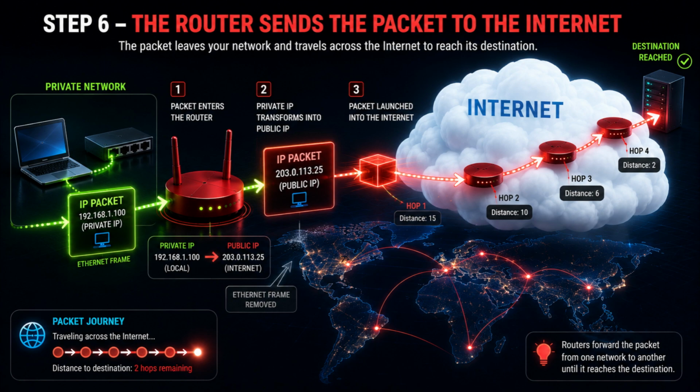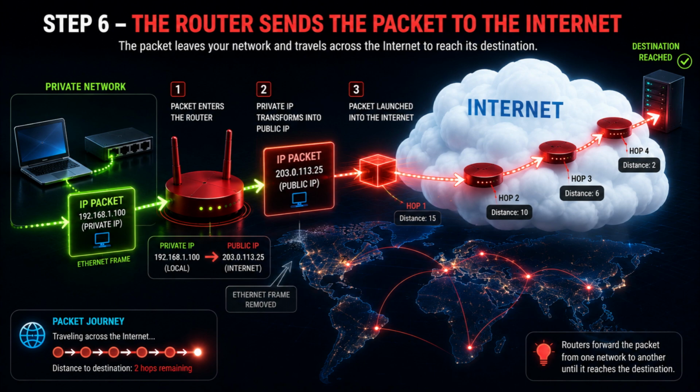Your router acts as the gateway between your home network and the internet. It removes the local Ethernet information, examines the destination IP address, and decides where the packet should go next. In most home networks, the router also performs network address translation, or NAT. This replaces your private IP address with your public IP address before sending the packet onto the internet. The router forwards the packet to your internet service provider.